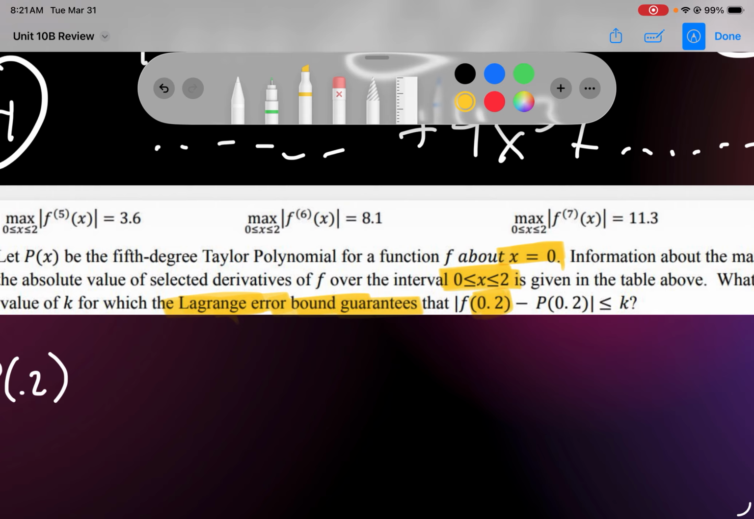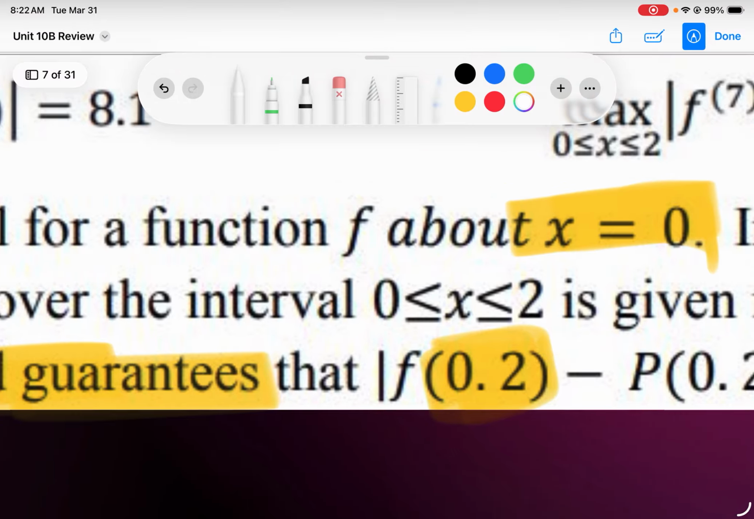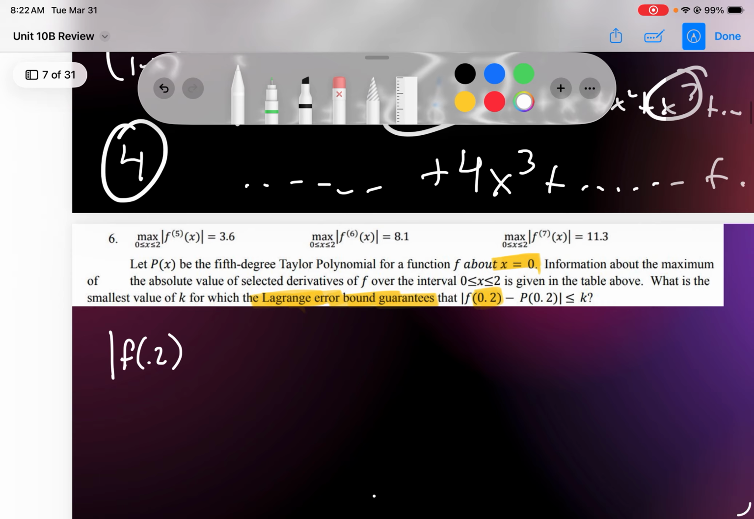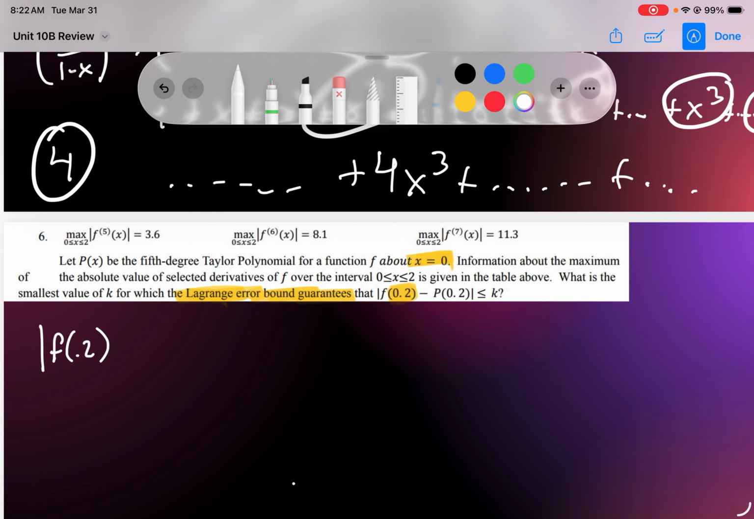A lot of the times, they give you the error for that interval where it would be exactly where you're approximating and where it's centered. So usually this interval is like 0 to 0.2. But this one just happens to be a little bit bigger, but we're not going to worry about that. As long as 0.2 is within that interval, Lagrange error bound says it's going to be good enough.